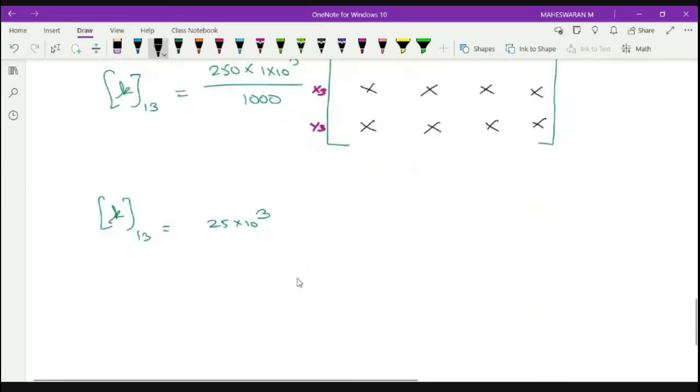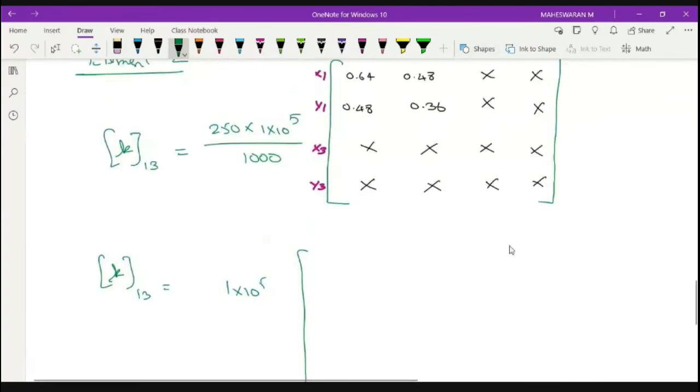Okay, so here also, what I can do, I can take this 25, 0.25, and multiply inside. So 1 into 10 power 5. Remaining terms, let me multiply with respect to 0.25. So 0.64 into 0.25, I'm getting 0.16. 0.48 into 0.25, 0.12. This is also 0.12. 0.36 into 0.25, 0.09. Remaining, you don't have the values.